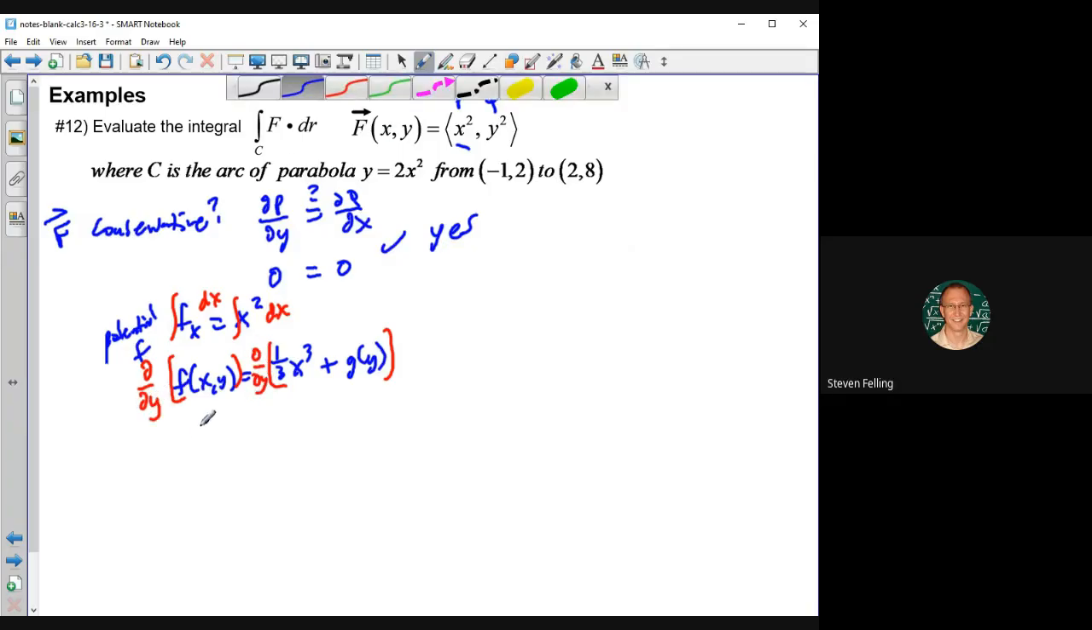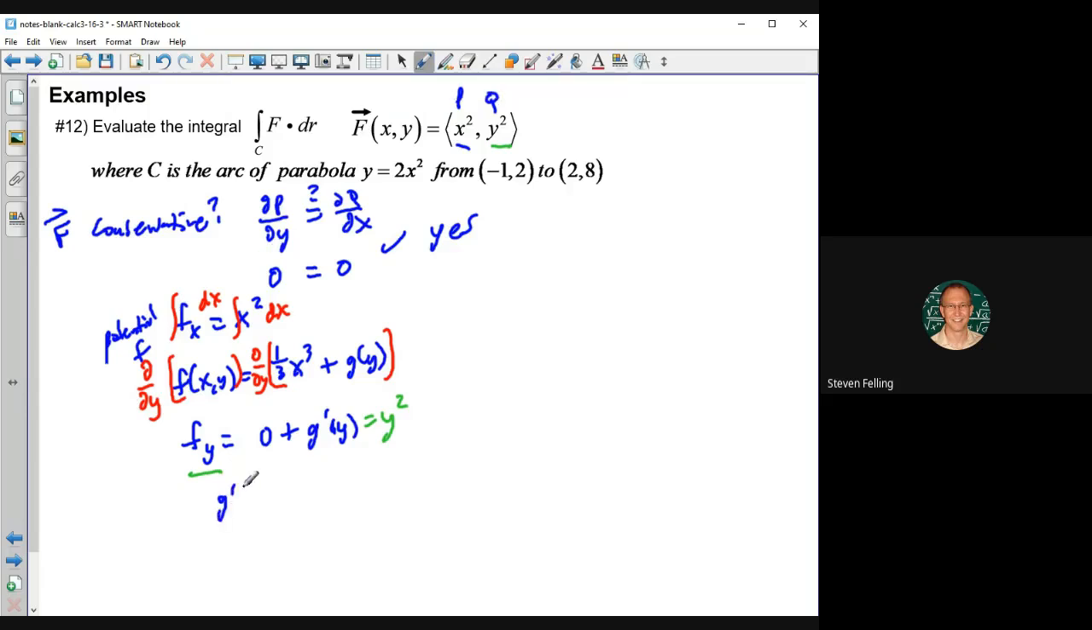which will give me f_y. And so there's no y here, so this is 0, plus the derivative of that, which is g prime. Okay, and then the operative point here is that this f_y must equal y squared. So that means that g prime of y is just equal to y squared. And so now I could take the antiderivative with respect to y of both sides and get back to what g is. So the antiderivative here is 1/3 y cubed plus an integration constant.